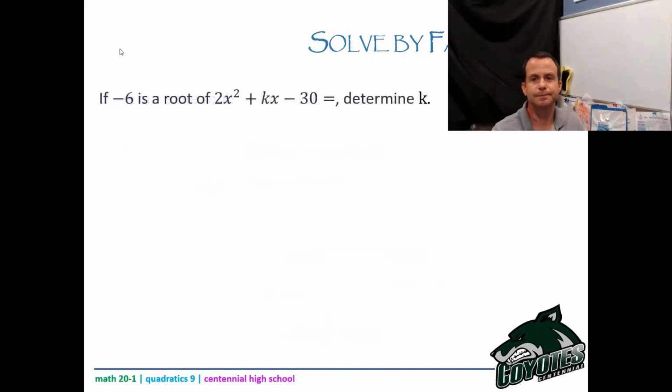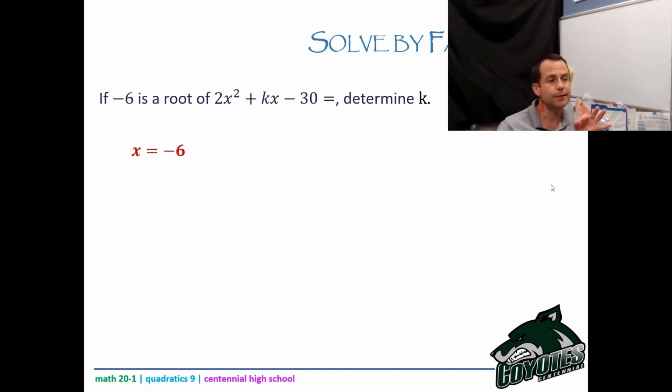All right. Oh, this is a fun one. If negative 6 is a root of 2x squared plus kx minus 30 equals 0. Sorry, there's a little typo there. Determine k. Okay, so if negative 6 is a root, that means when I got to my final answer, one of them said x equals negative 6.